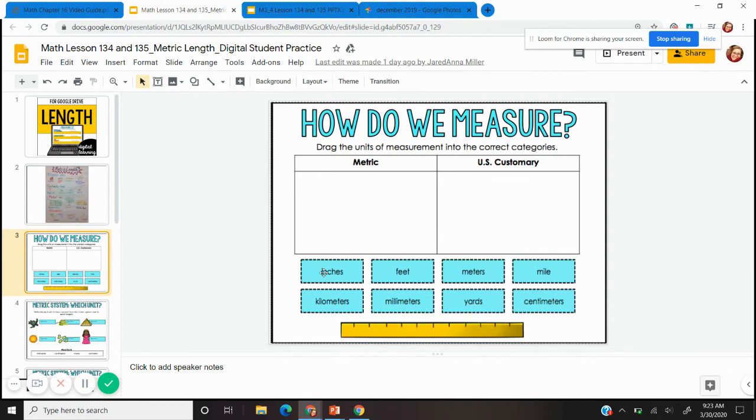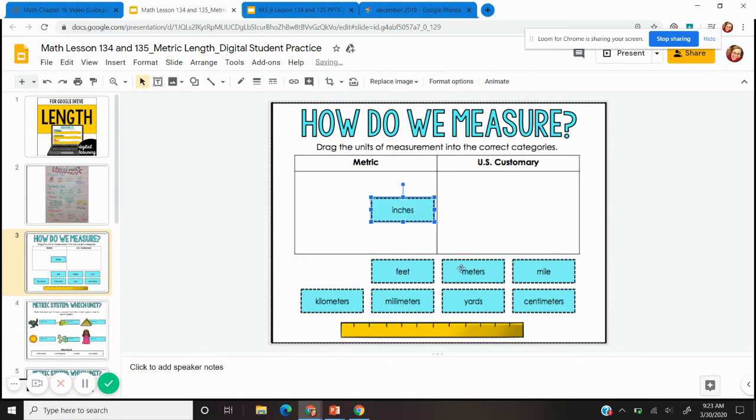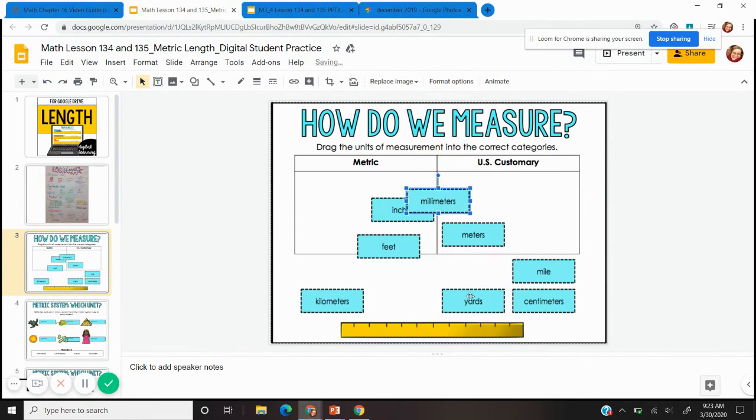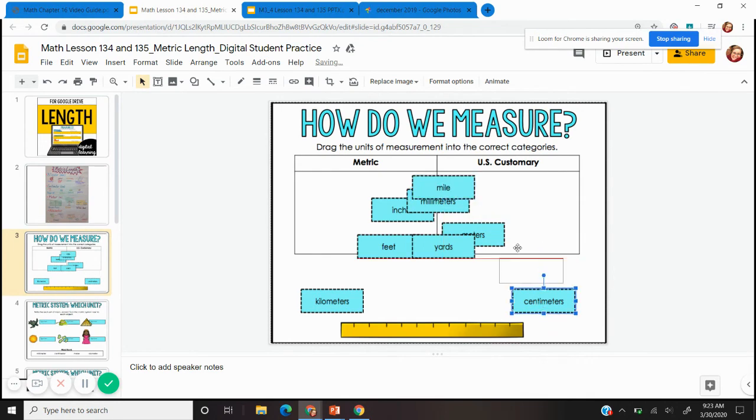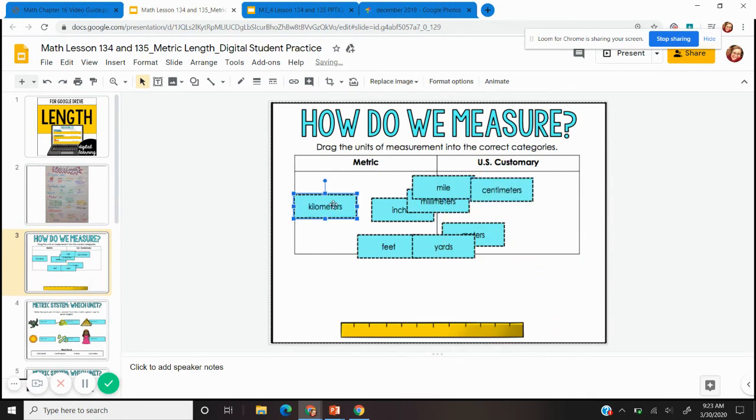What I want you to know is that there are sometimes pieces where we have to drag. So it says drag the unit. So then what you'll do is you will just take all of these pieces and you will put them in the right category of understanding if that's a metric unit or a customary unit. So that's one example of a worksheet type page you'll do today.